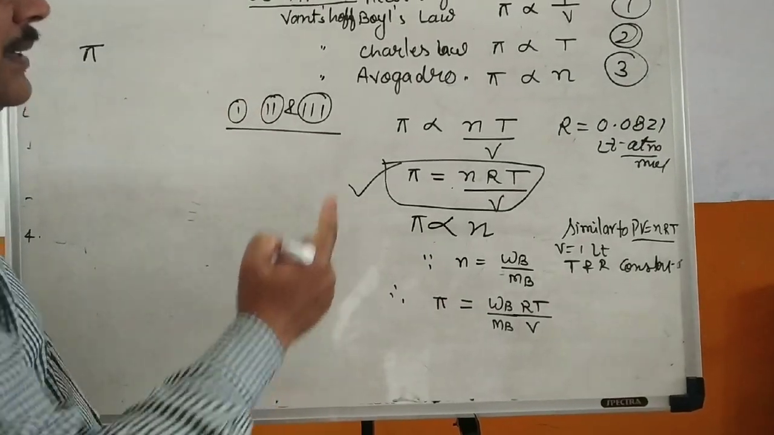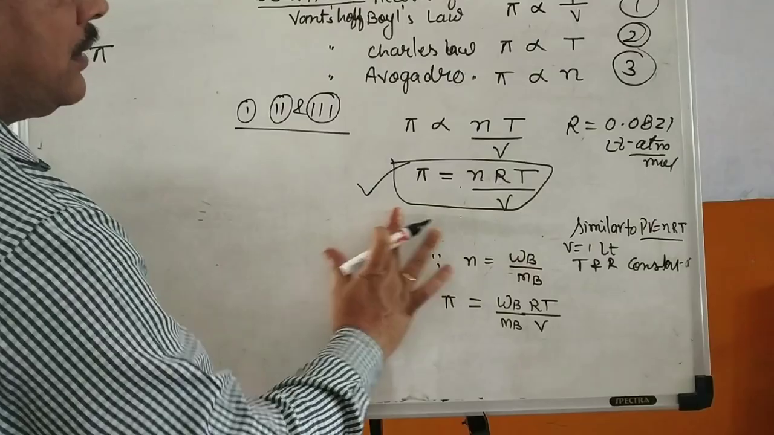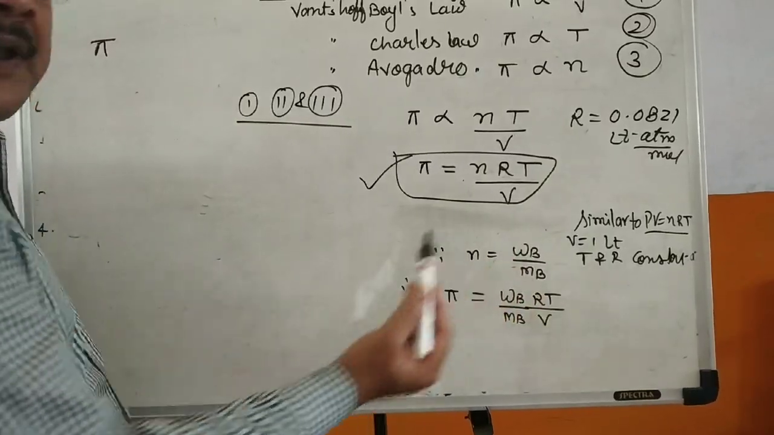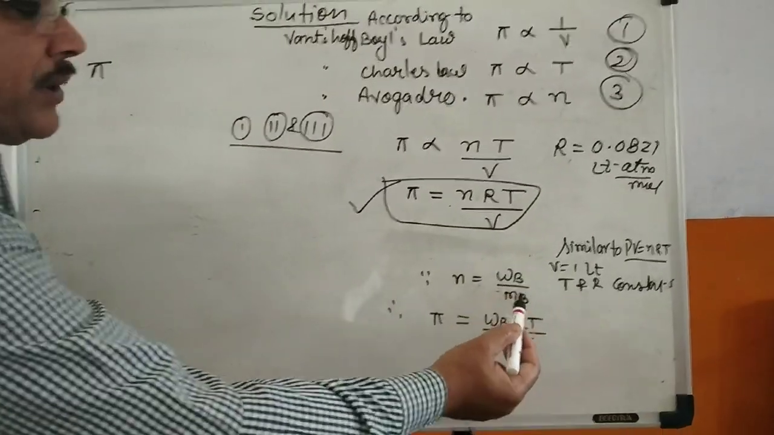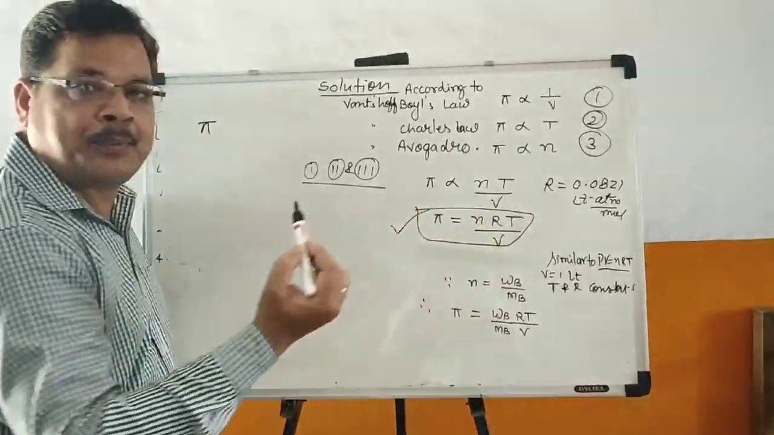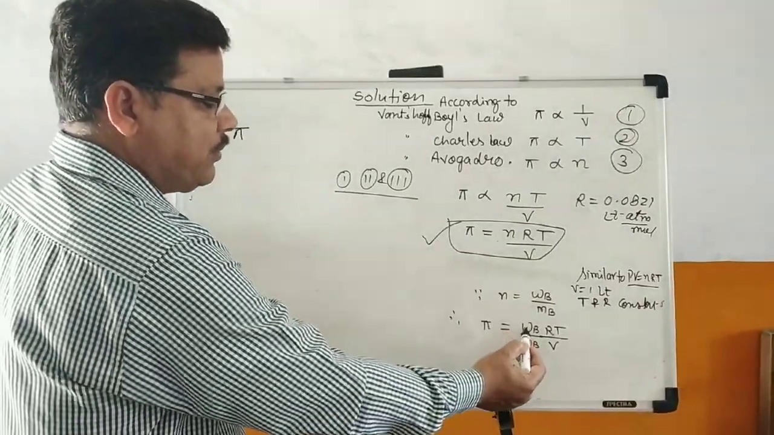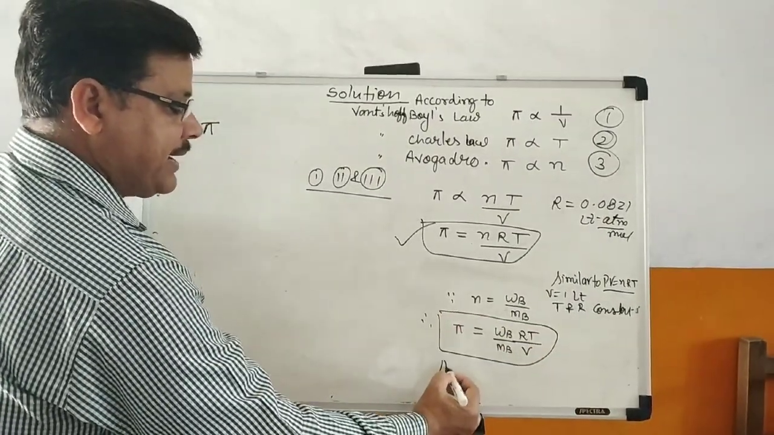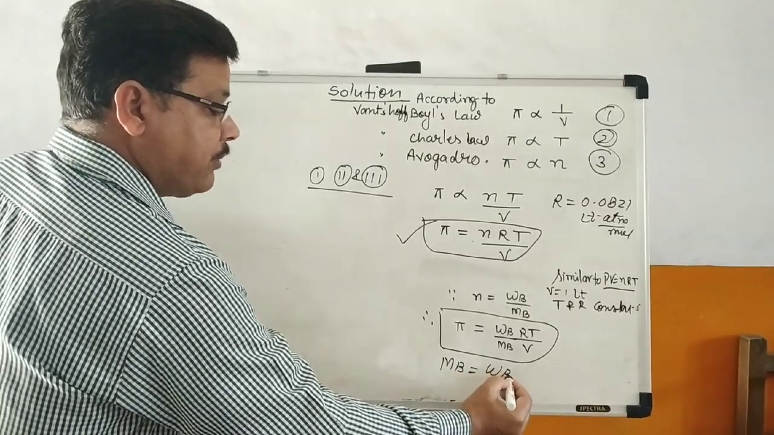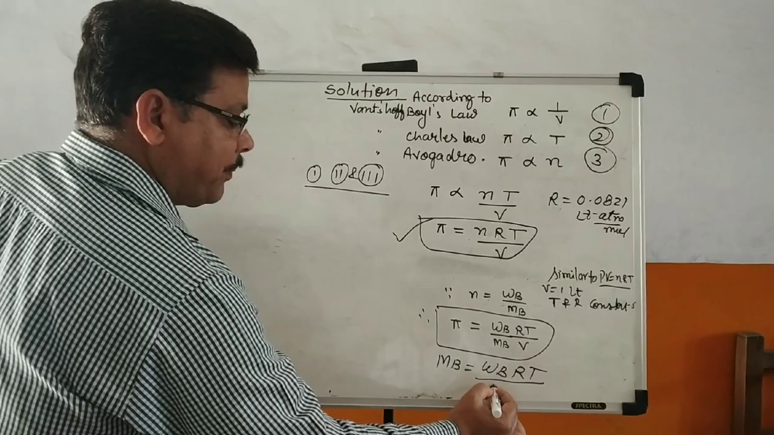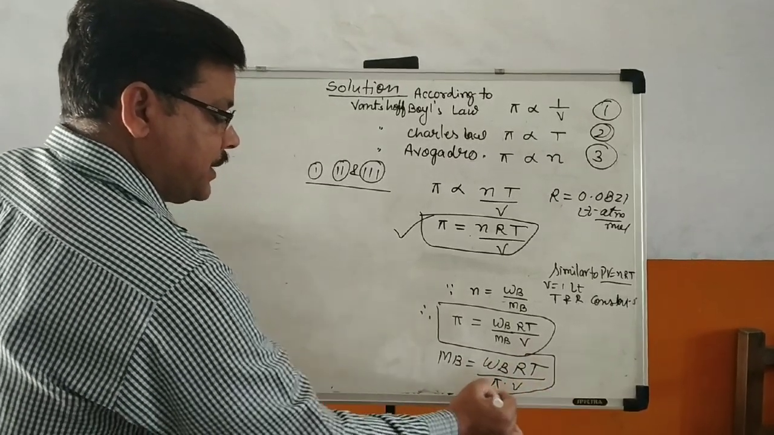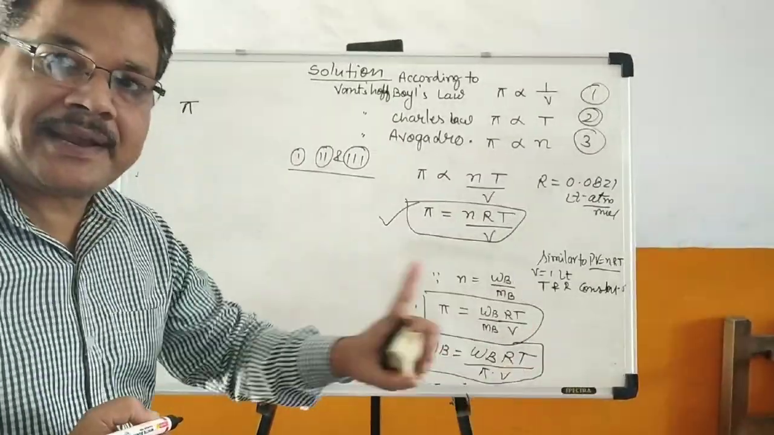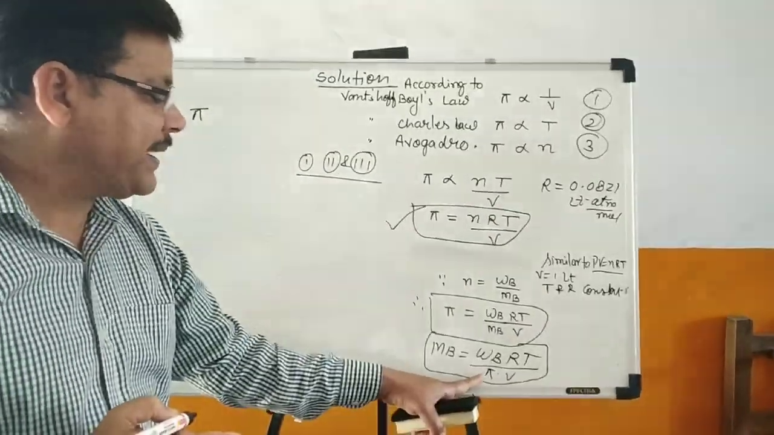How is it possible? See here, with the help of this equation: pi is equal to nRT upon V. The value of n we can put. n is equal to Ws upon Ms. We know Ws is the weight of solute, Ms is the molecular weight of solute. Here we will put the value of n. So pi is equal to Ws upon Ms, RT upon V. With the help of this equation, molecular mass Ms can be calculated. Ms is equal to Ws RT upon pi into V. You remember, V is the volume taken in liter, T is the temperature taken in Kelvin, R value is constant, pi is osmotic pressure.